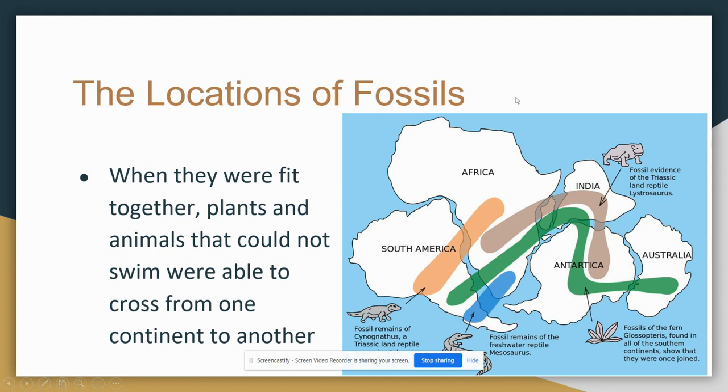So there's a lot of examples of fossils that span boundaries during the time frame of the most recent fitting together. It's not just fossils, but also rock formations and types share boundaries along these lines. So there's a lot of evidence that shows that they fit together like this in the past.